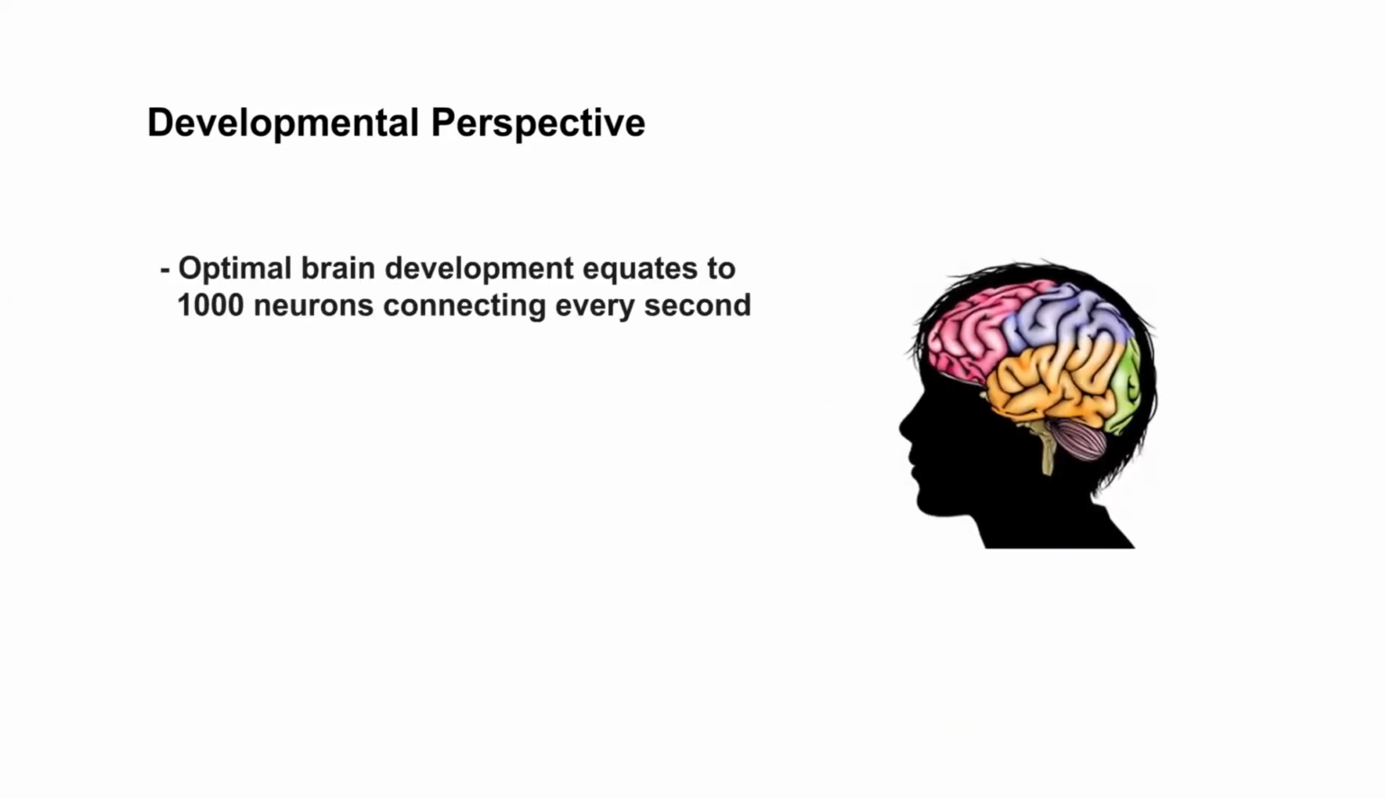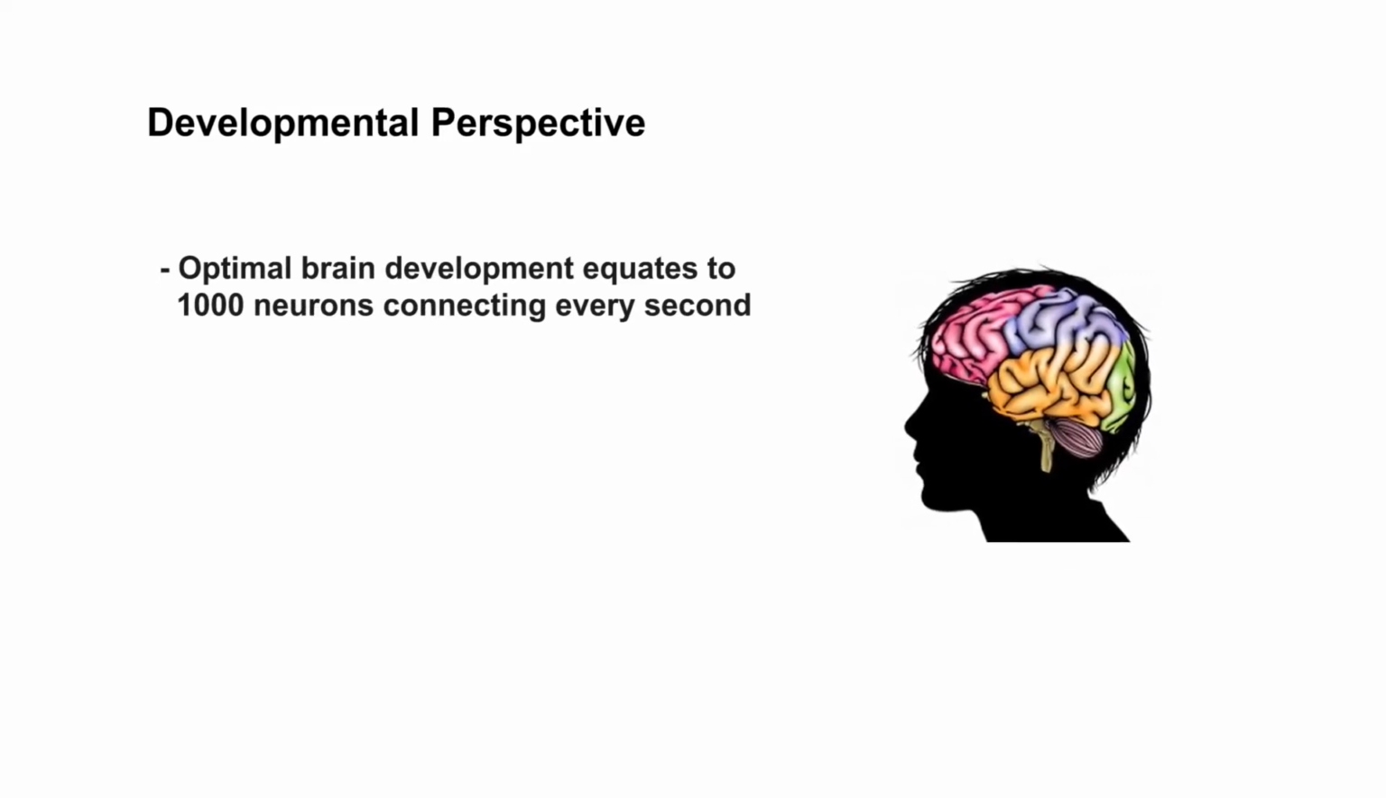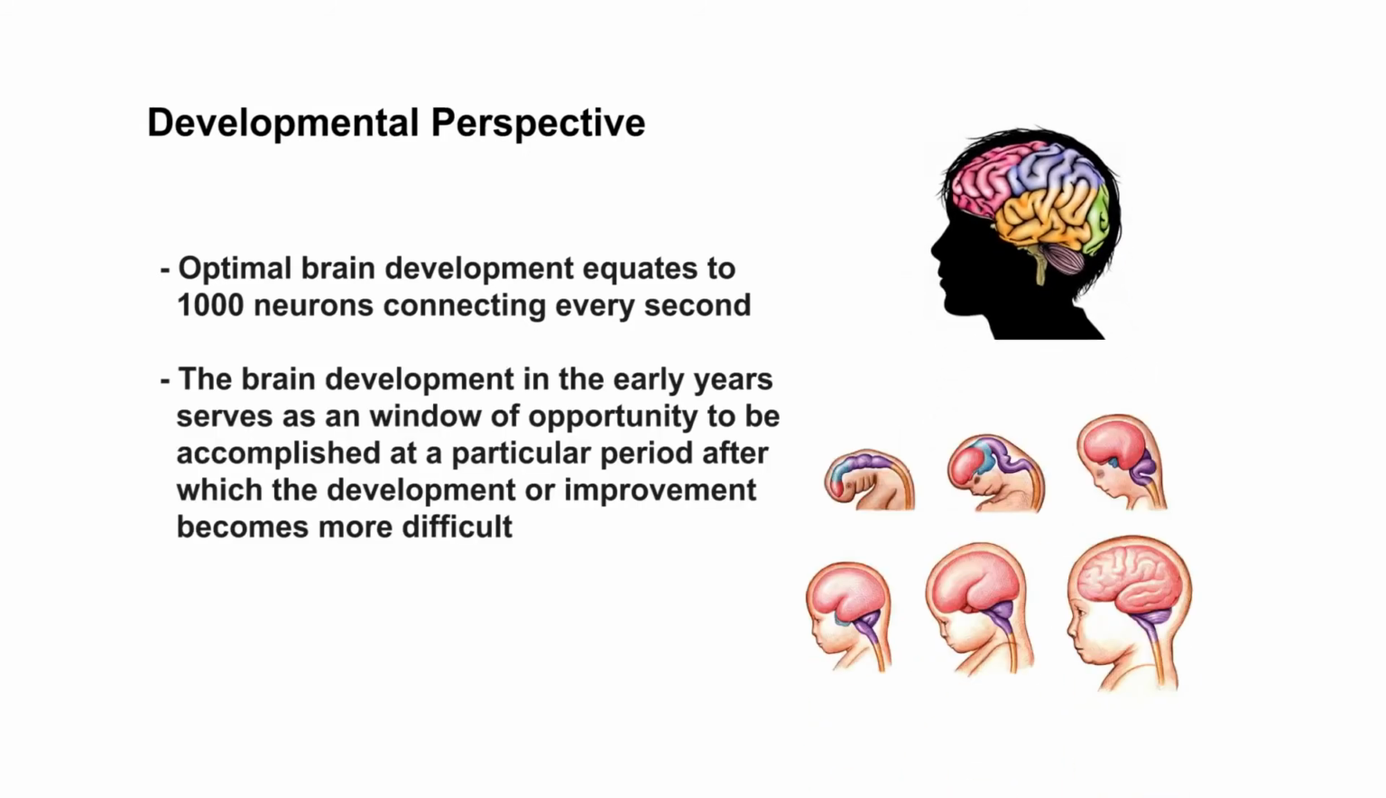Optimal brain development equates to 1,000 neurons connecting every second, which has to be well understood by us. The fourth fact is that brain development in the early years serves as a window of opportunity to be accomplished at a particular period, after which the development or improvement becomes more and more difficult.